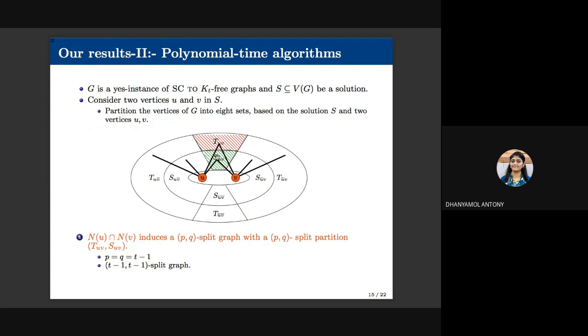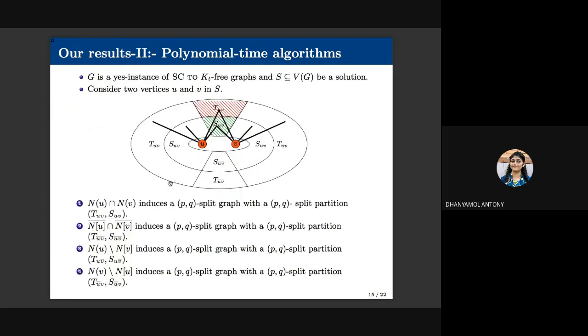Now consider this shaded green region. It is a set of vertices present in the solution, and if it contains an independent set of size T, then after complementation it becomes a K_T, that is a complete graph on T vertices. So it should be free from an independent set of size T. Now consider the set T_UV. If it contains a K_T, after complementation, it will be retained. So this partition should form a T minus 1 split graph. Similarly, consider these three partitions also, and we proved that these three partitions also form PQ split graphs with P equal to Q equal to T minus 1.